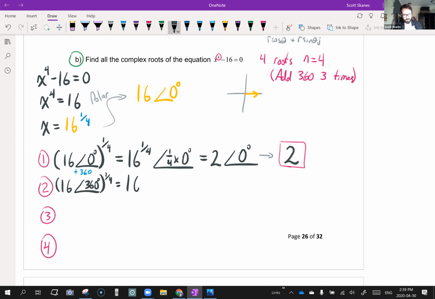16 to the power of 1/4. You could just write 2 there if you want. I'm just going to have full workings so you can look back on it. This is a quarter of 360. So we end up with 2 angle. What's a quarter of 360? What's 360 divided by 4? 90 degrees. And I remember seeing this in the chat. Exactly. So 2 cosine 90 is 0. 2 sine 90 is 2. So we end up getting 2j.